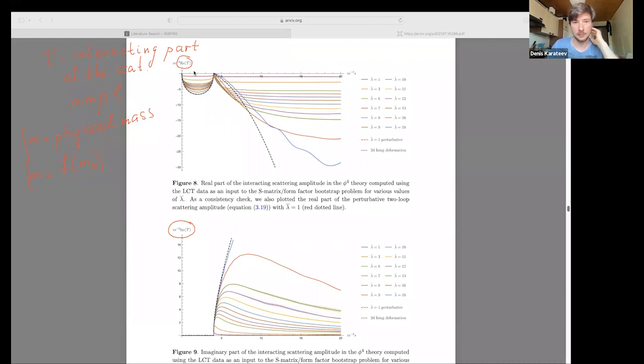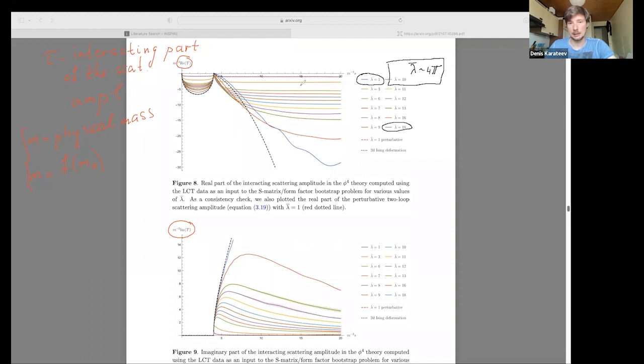Now, these curves on this plot represent the real part of the interacting part of the scattering amplitude. In different colors, they represent different values of lambda bar. We start with lambda bar equal to 1, and then we go all the way to lambda bar 18. It turns out that lambda bar equal to 1 is still a perturbative regime, and the non-perturbative regime in our notation starts at around 4 pi squared. Well, it starts below 4 pi squared. So roughly lambda bar 10 is a fully non-perturbative regime.